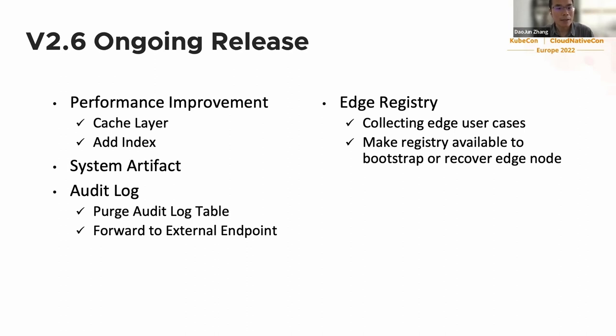First one is the performance. Harbor is already widely used in production environment. The performance becomes a critical issue in some scenarios, such as replication and high concurrent pull requests. As Yan already mentioned, we have already found and fixed some performance issues in 2.5. And the improvement work will continue in the next release.